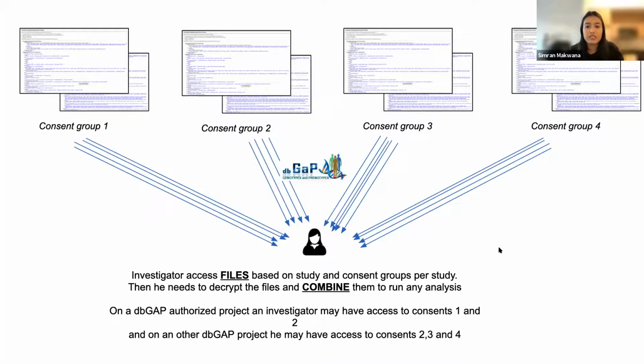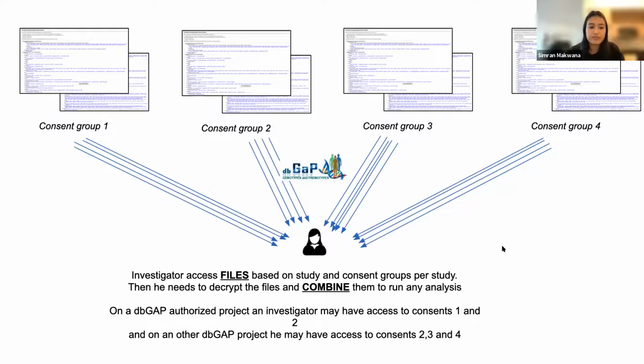So this type of organization puts the onus on the researcher to access all the files for each study and consent group, to decrypt the files as necessary, and then to merge the files as necessary for analysis. And especially when you're working with multiple studies and consent groups, this can be extremely challenging.